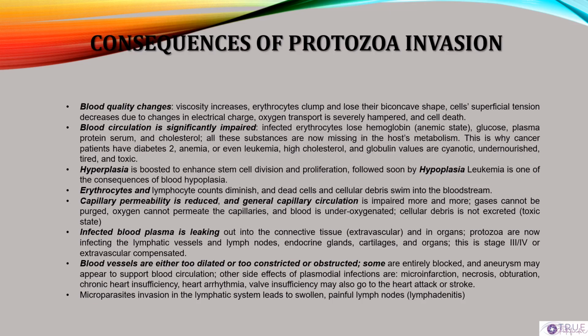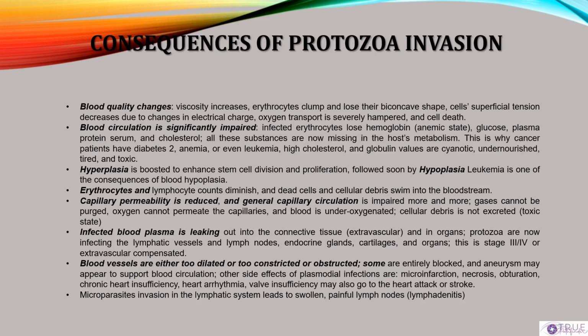The capillary permeability is reduced, and the general capillary circulation is impaired more and more. As a result, the gases cannot be purged out, the oxygen also cannot permeate the capillaries, the blood becomes under-oxygenated, and cellular debris cannot be excreted, which leads to a toxic state. The infected blood plasma leaks out into the connective tissue, so it goes extravascular and into the organs. And when that happens, the protozoa can now infect also the lymphatic vessels and the lymph nodes, the endocrine glands, the cartilages, and the organs.